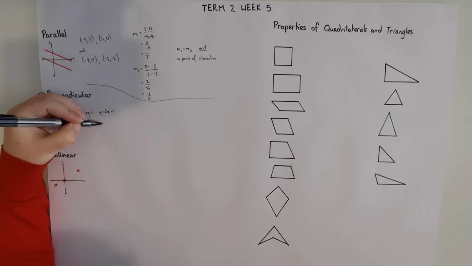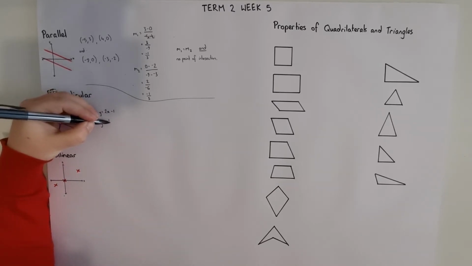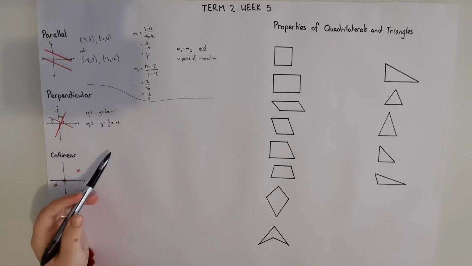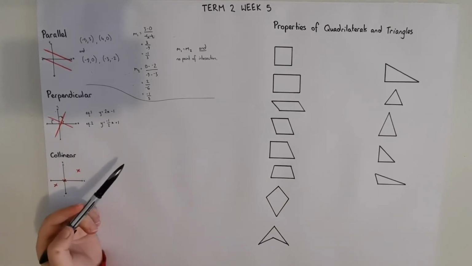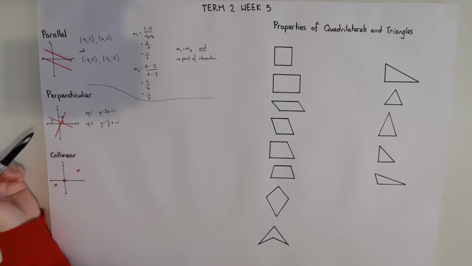My second equation might be something along the lines of negative a half x plus 1. Let me run you through why I chose those gradients. They are indeed perpendicular, and we're going to come up with a proof for that soon.